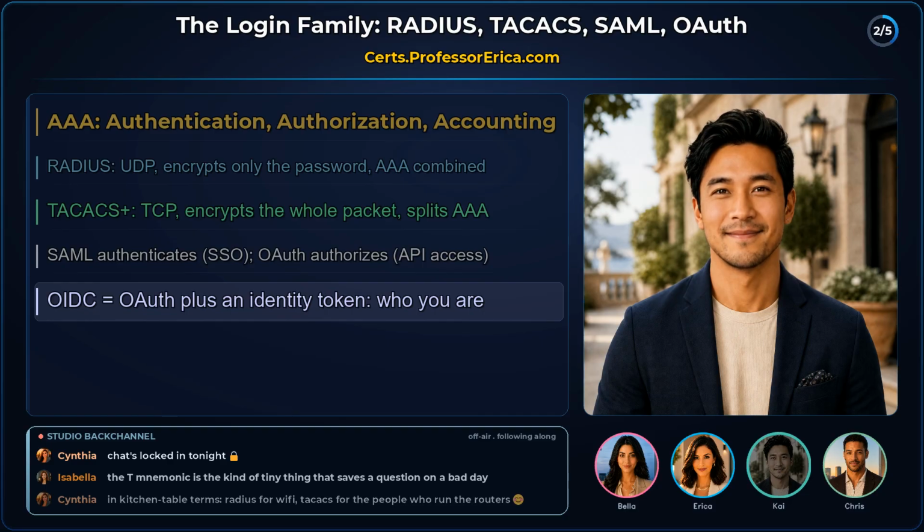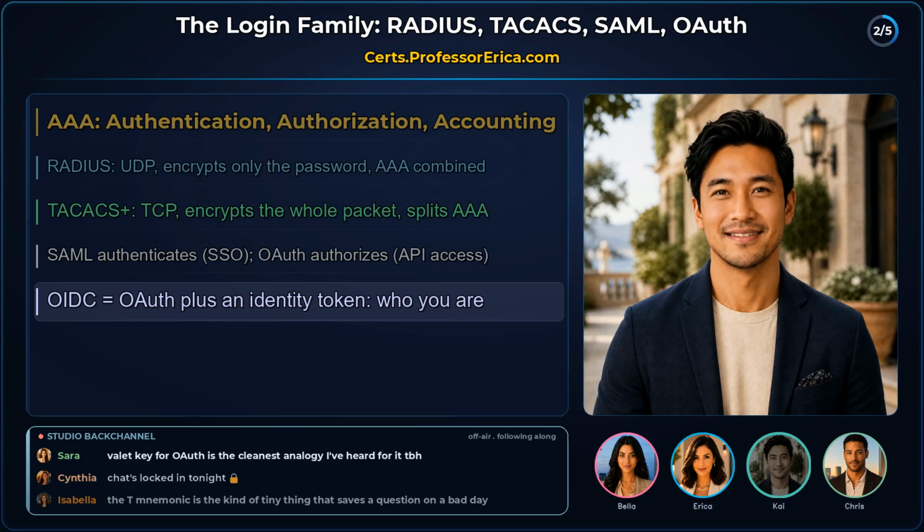If the scenario is about proving identity for sign-on, that is SAML. If it is about granting an app limited access to your stuff, that is OAuth. If it needs both on a modern or mobile app, that is OIDC, OAuth with an identity token bolted on.